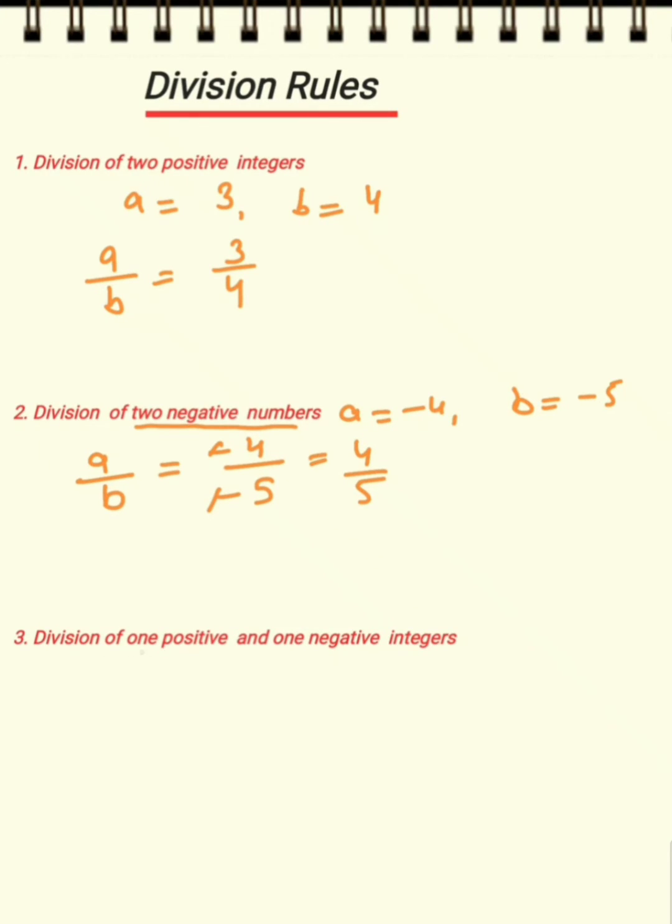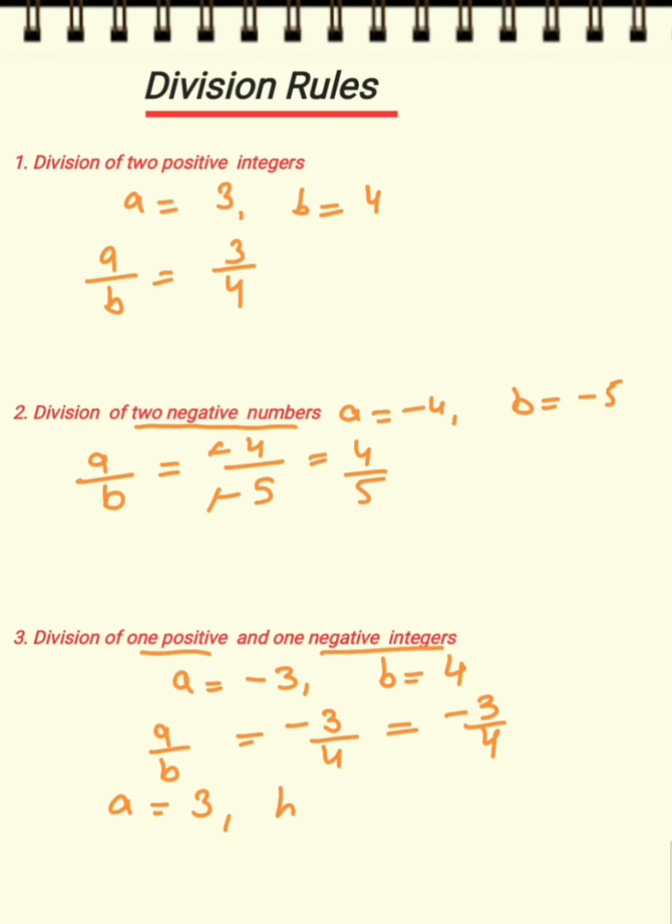Next is division of one positive and one negative number. Let's take a is equal to negative 3 and b is equal to 4. Then a upon b is equal to negative 3 by 4, and this will become negative 3 by 4. If I take a as 3 and b as negative 4, then a upon b is equal to 3 by negative 4, which will become minus 3 by 4. The answer is a negative number.